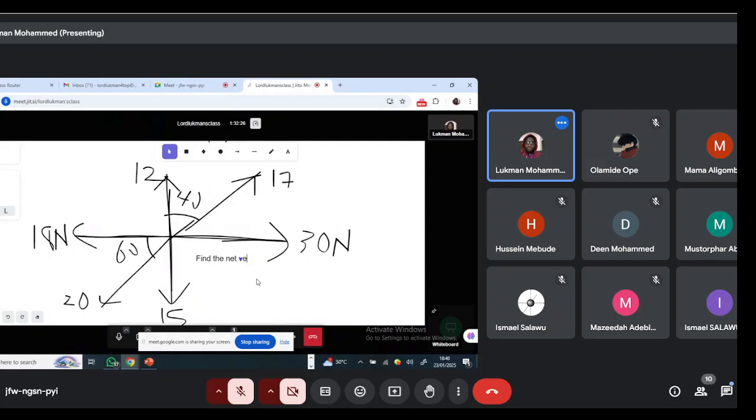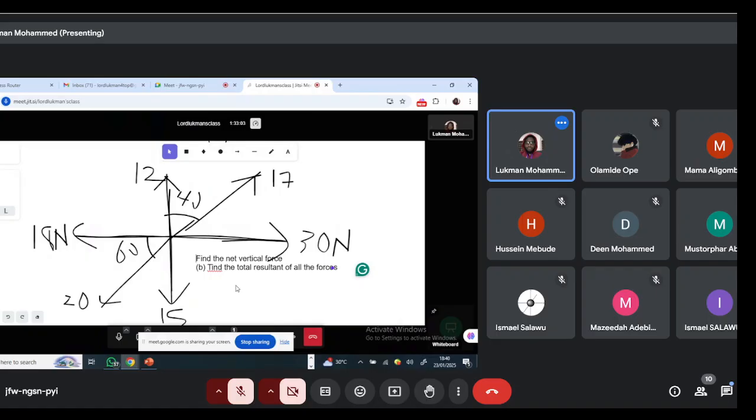Find the net vertical force. Okay, and this is the B part, saying find the total resultant of all the forces. Oh, sorry, that "find" is not correct. Find the total resultant of all the forces.